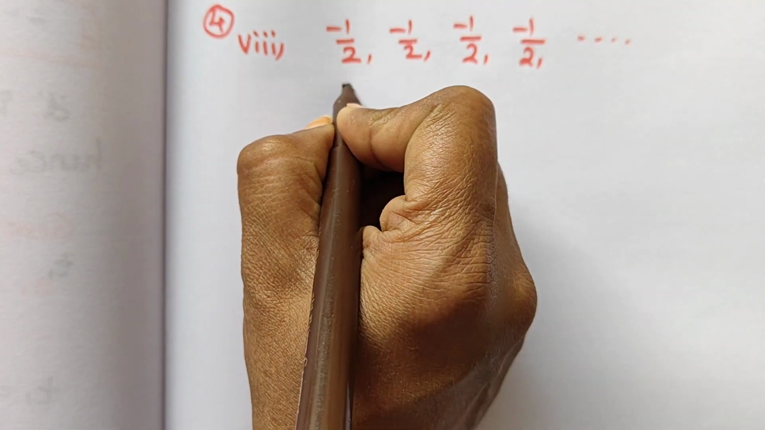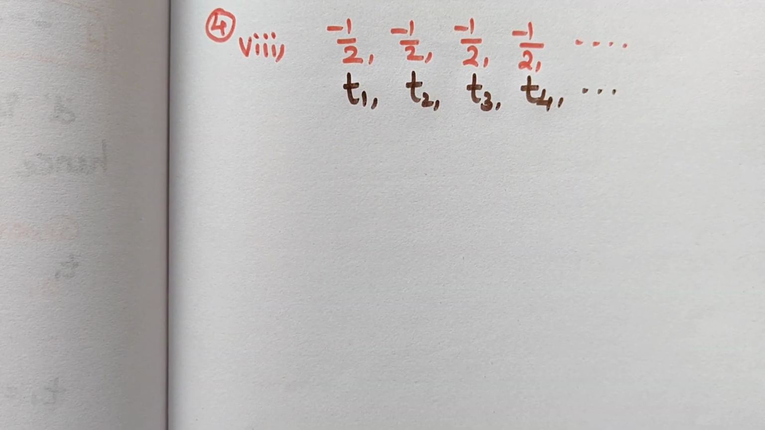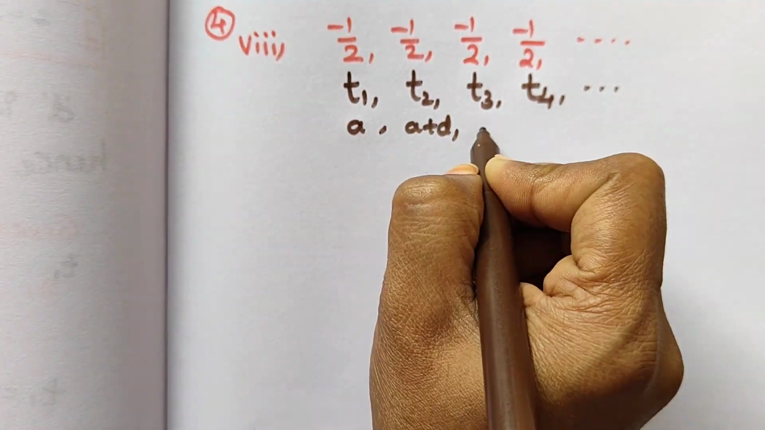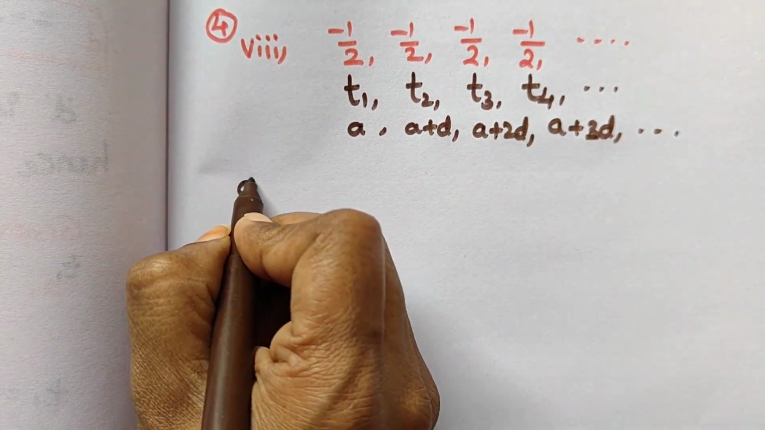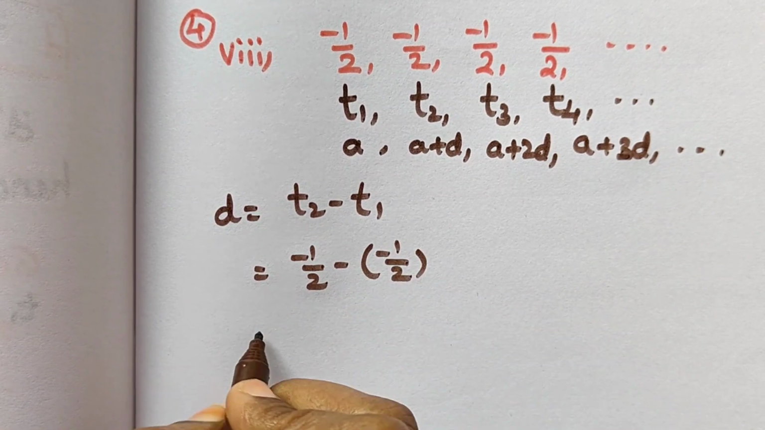8th bit. In the fourth problem, 8th bit. We have a list of numbers, term 1, term 2, term 3, term 4. The list of numbers has 4 terms, A plus D, A plus 2D, A plus 3D are given. Now we have to find whether the given list is AP or not. That's why we have to check the common difference with the formula.